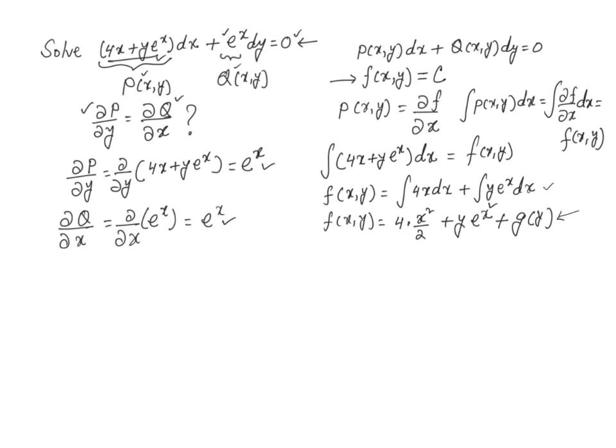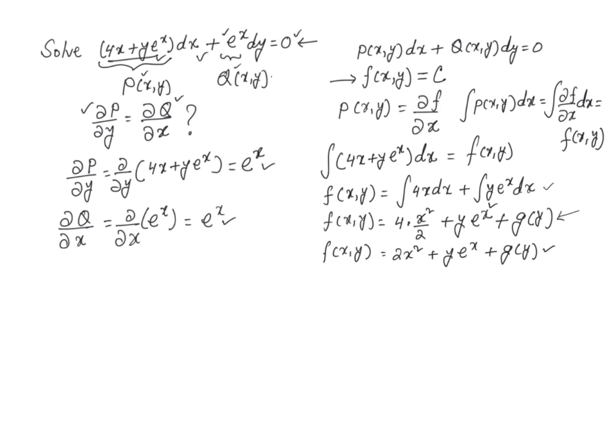Now if I simplify it further, I'm going to get f of x comma y is equal to 2x squared plus y times e to the power x plus the function of y, g of y. So in theory, we have a function f of x, y, which is going to be a solution to this equation. However, we still do not know what g of y is. Can we find g of y? The answer is yes, we can find g of y. How do I go about finding that?